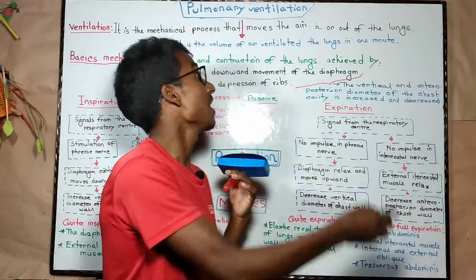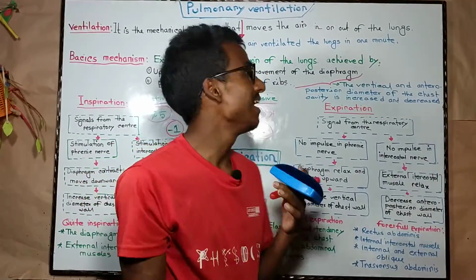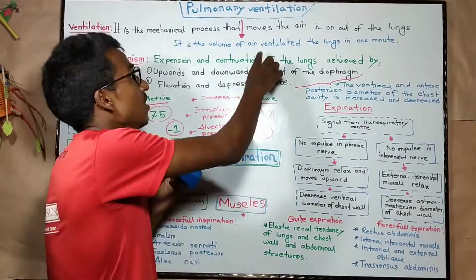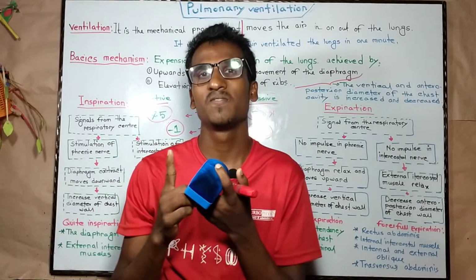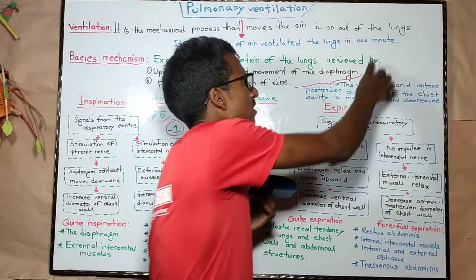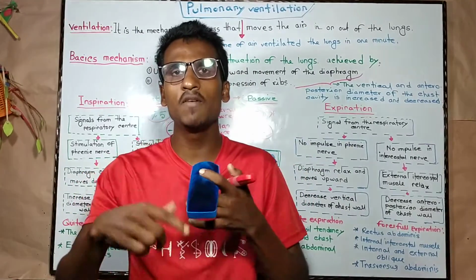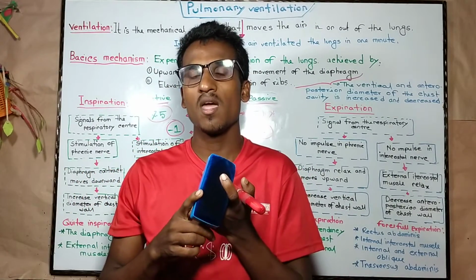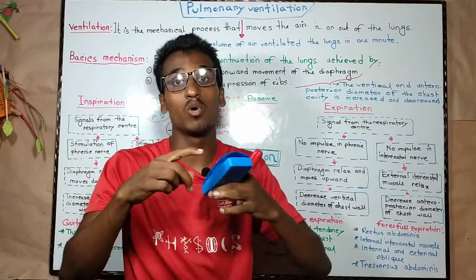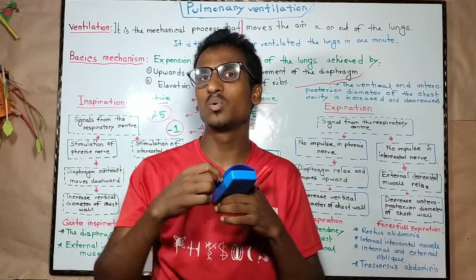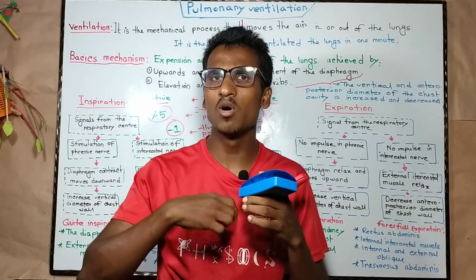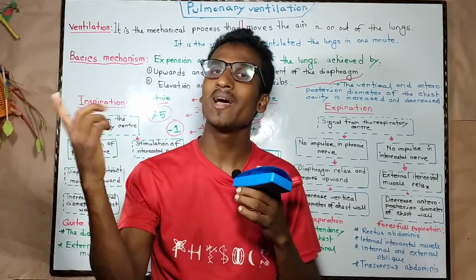In case of pulmonary ventilation, it is the volume of air ventilated in the lungs in 1 minute. Its measurement is about 6000 ml per minute. And the importance of pulmonary ventilation is that it provides oxygen to the tissue and removes carbon dioxide from the alveoli.